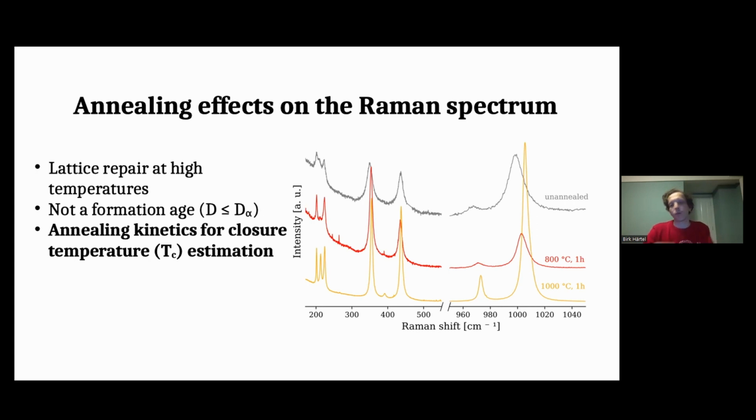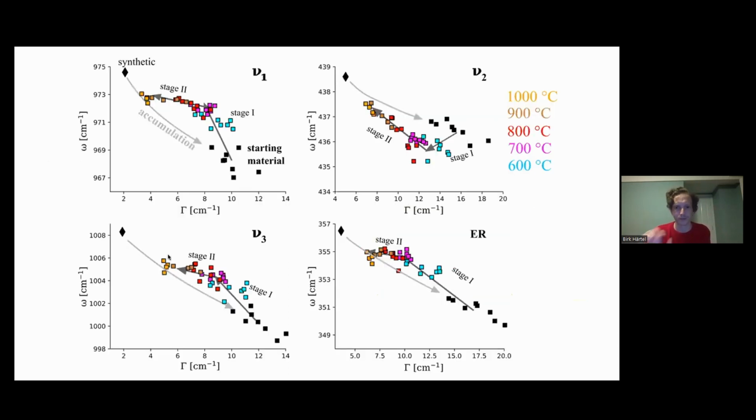So what can we do about this? Well, as with all the thermochronometers, we can perform kinetic experiments to get to know this process of annealing better and estimate a closure temperature. This is what we did. So we took a zircon sample and subjected it to heating at different temperatures and different times, and then looked at how the zircon Raman spectrum changed with temperature and time.